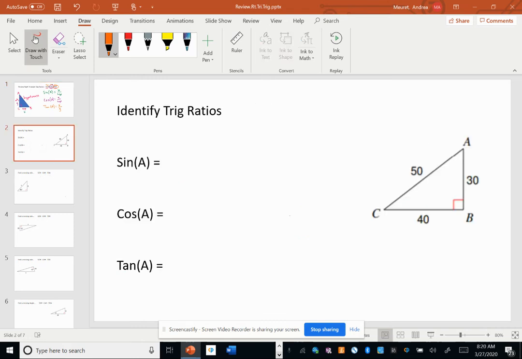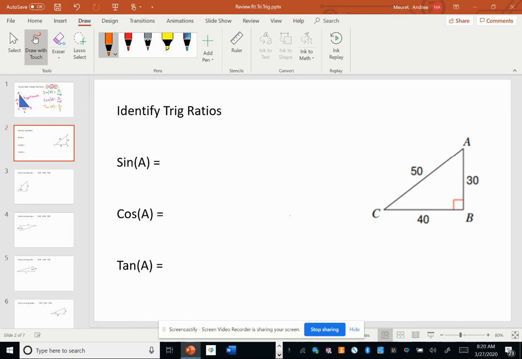So looking at this new diagram where we have a different triangle ABC and we have lengths for each of the sides, we can calculate the sine, cosine, and tangent of those angles. So in particular, angle A.